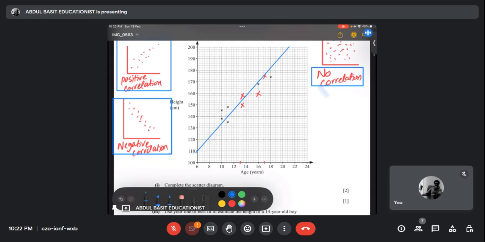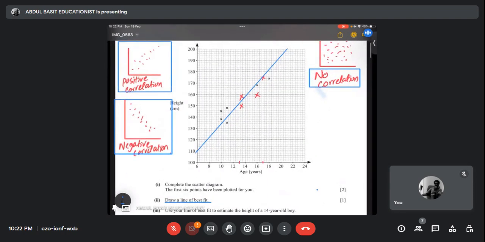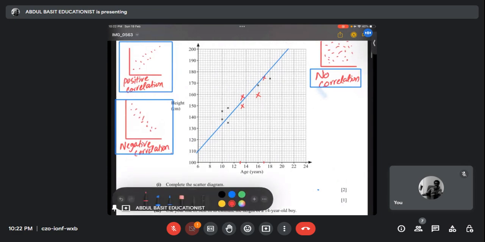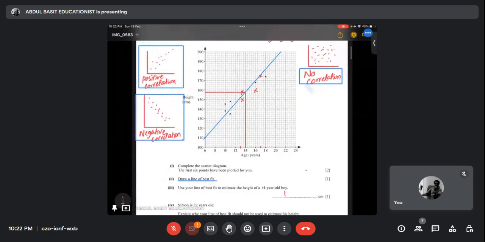Yes, sir. Okay, now we have to use your line of best fit to estimate the height of a 14-year-old boy. So the 14-year-old boy is here, so let's hit it. The answer is 158 centimeters. So we'll get 1 mark for that, 1 mark for that, 1 mark for that.